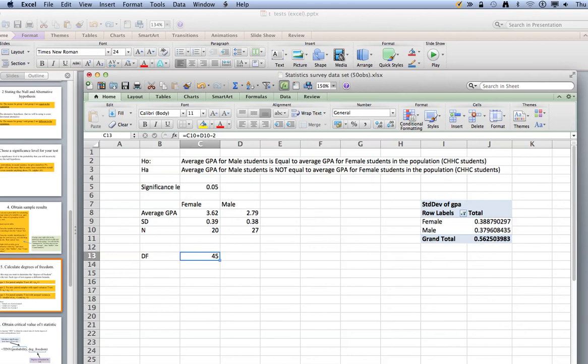If we were assuming unequal variances, the degrees of freedom will be given by the lower of this minus 1 or this minus 1. Right? That will give us 19, this will give us 26. So the degrees of freedom, assuming unequal variances, would be 19. Right? For now, equal variances. Assuming equal variances. Good.